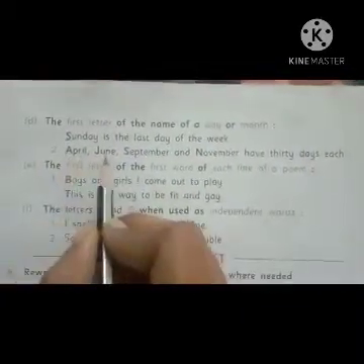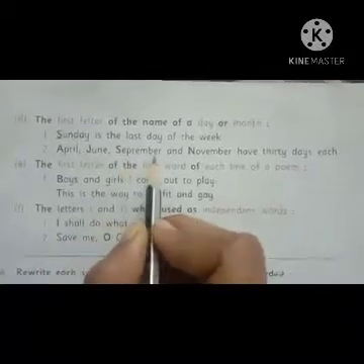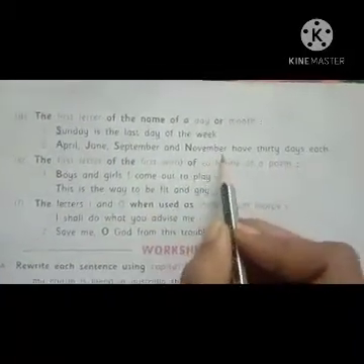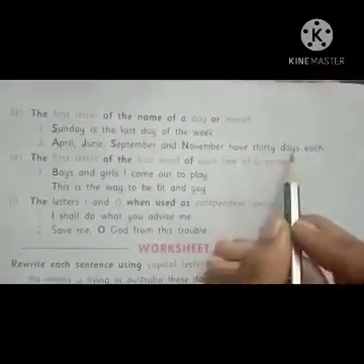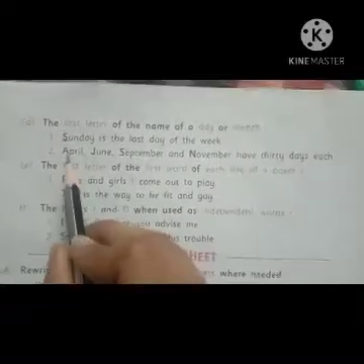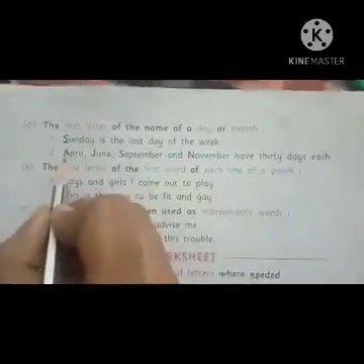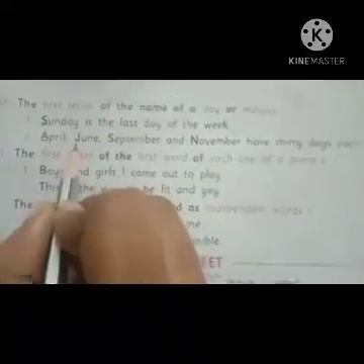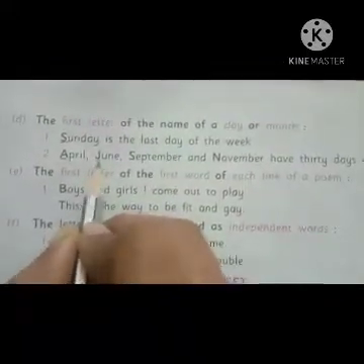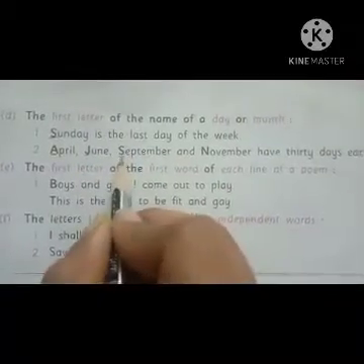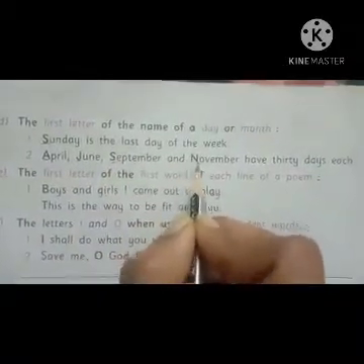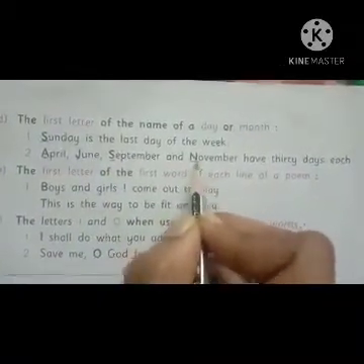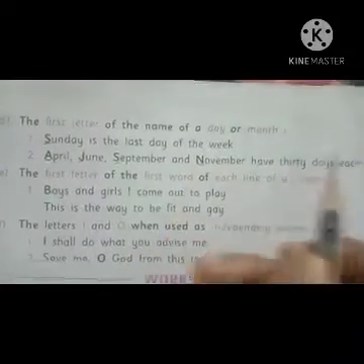Next, April, June, September and November have 30 days each. Here April is a month name, no? That's why the first letter is a capital letter, and June also the month name. So here J is a capital letter, S is a capital letter, and here November also a month name. This is the capital letter.